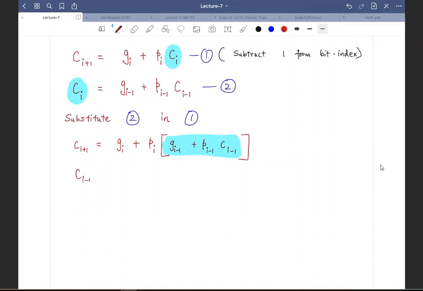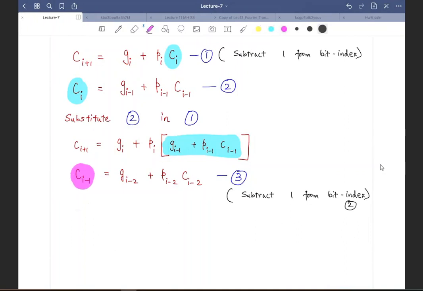So let's write c sub i minus 1 equals what? Subtract 1 from the bit index again, right? So what do you have? g sub i minus 2, p sub i minus 2, c sub i minus 2. Let's call that equation 3. And the way we got that is, again, subtract 1 from bit index. Copy, paste. And we did that on equation 2. Which means I can again substitute this over here. So what do I get? I get c sub i plus 1 equals g sub i or p sub i. Actually, let's write it this way.